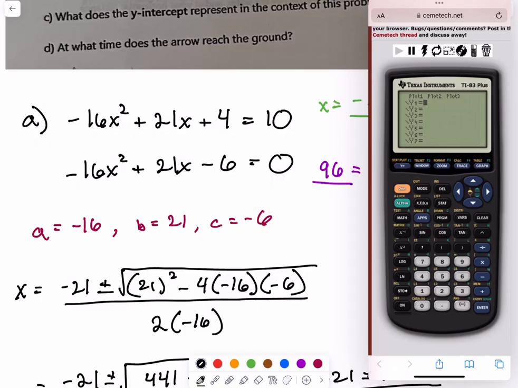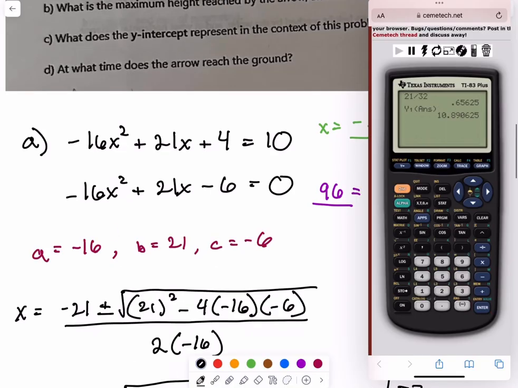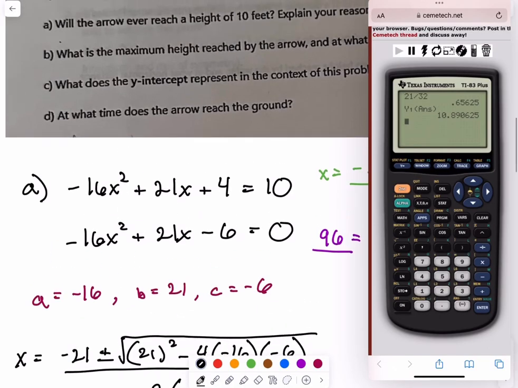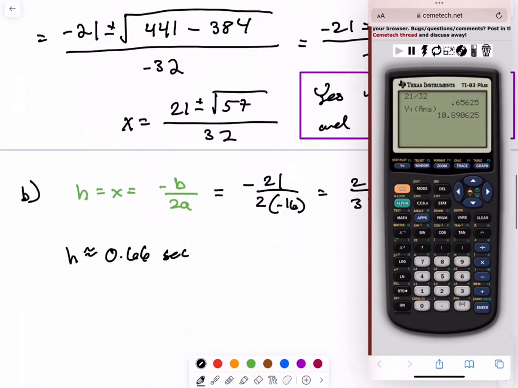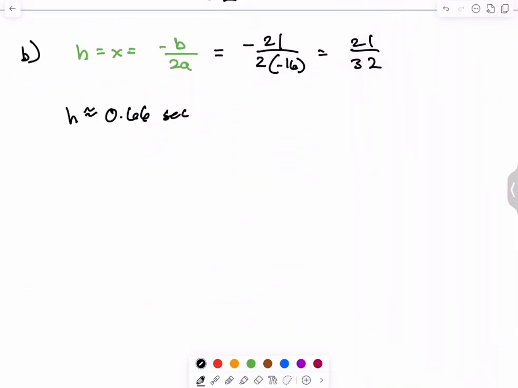My y equals, I'm working on a TI-83 plus. We got a negative 16x squared plus 21x plus 4. Okay. We want to evaluate this. Let me see if I can pull it up. Yeah. At that value of x. So maximum height, 10.89, approximately 10.89.